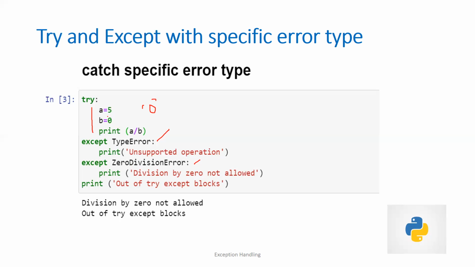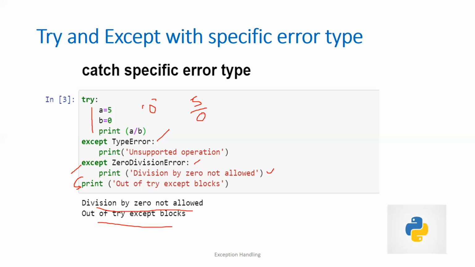So here, it means 5 divided by 0. That means it will give me a zero division error, so this except block will execute. That means this line will be shown in the output section: division by 0 not allowed. This line will be executed, and after that I successfully move to the next statement, print out of try except block. Here I am outside of the try except block.